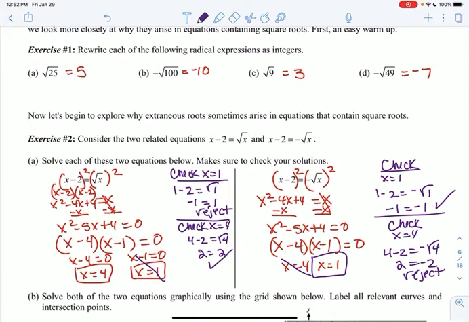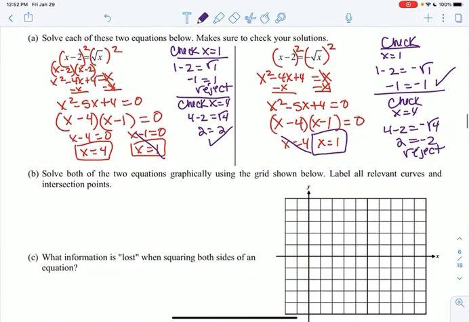All right, I want to show you what that looks like on a graph. All right, so y equals square root of x.